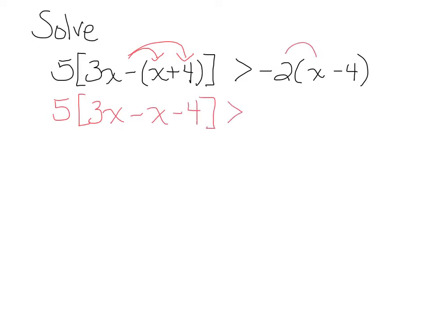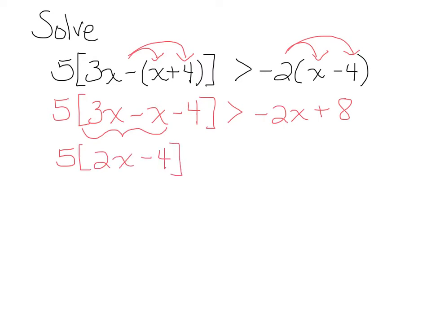And on the right, we'll distribute the negative 2. On the left, we'll simplify by combining like terms. And lastly, on the left-hand side, we'll distribute that 5.